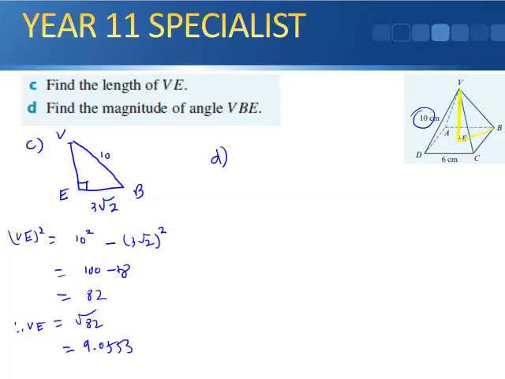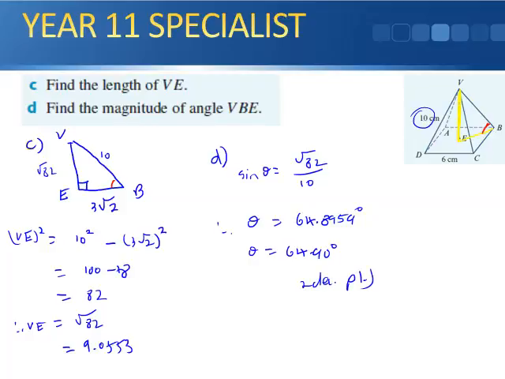Part D, the magnitude of the angle VBE. So we want that angle in there. Now, there it is there. We want that angle in there. So we know this length now. This length is the square root of 82. So I can use sine of theta is the opposite, so the square root of 82 divided by the hypotenuse, which is 10. And therefore, when we take the inverse sine to work out our angle, we're going to get 64.8959 degrees, which is therefore 64.90 degrees, and that's to 2 decimal places.